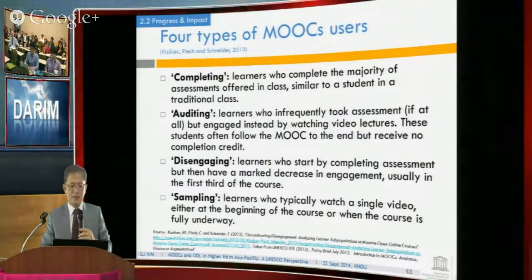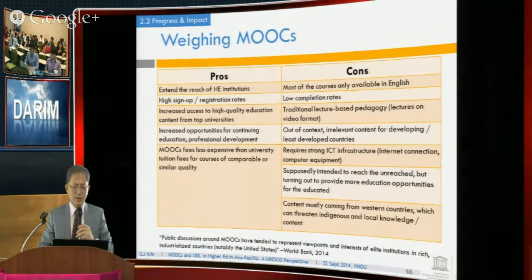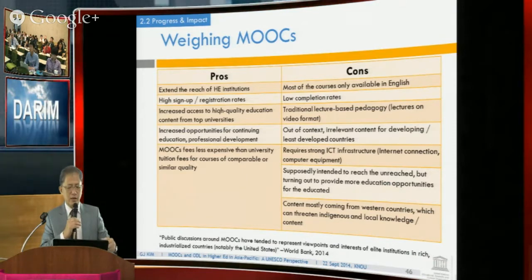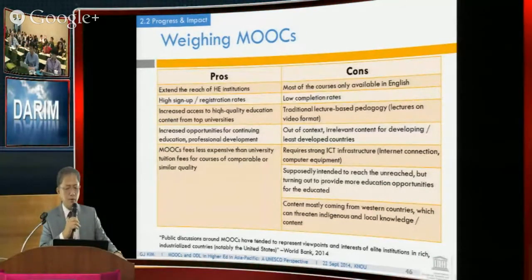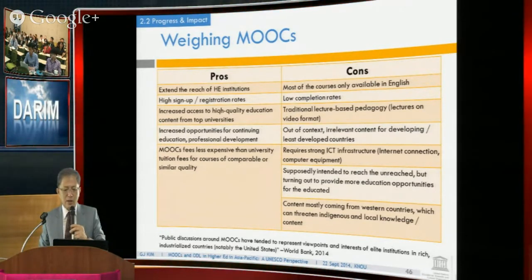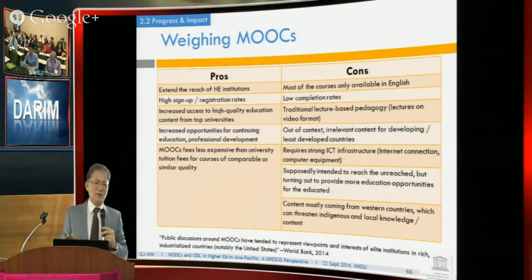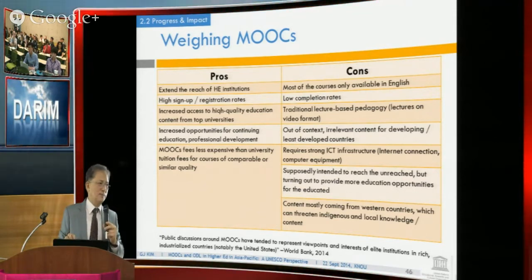Okay, so I'm skipping this. So pros and cons. This should be self-explanatory based on what I just explained. In terms of pros, it extends the reach of higher education institutions and access to high-quality education. These are the potentials. On the other hand, the cons: most courses are only in English, the completion rate is very low, and the context could be largely irrelevant to the ASEAN context.